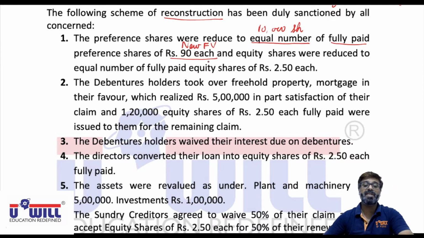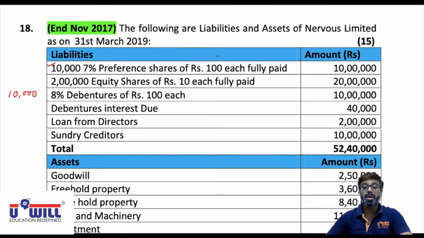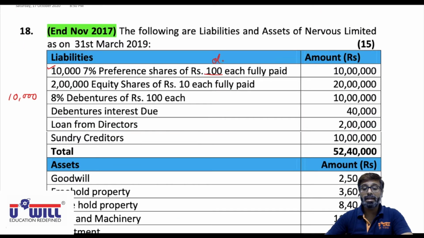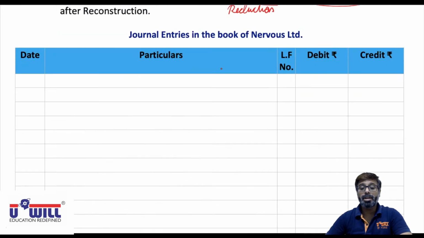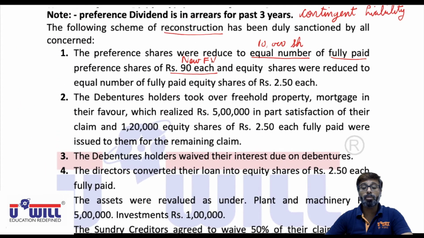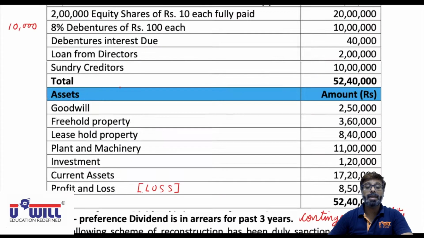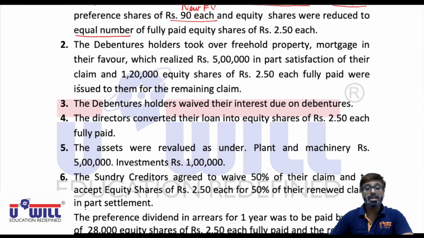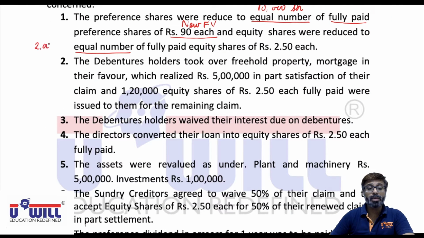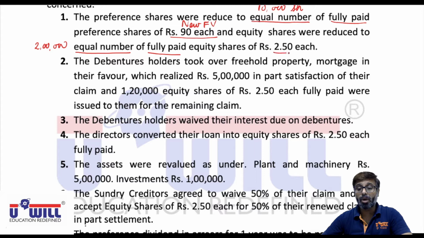But when they say fully paid up and 90 each, it means 90 is the new face value. They are changing the face value. Fully paid up and 90 each means 90 is itself the paid up value and fully paid up value. So that's the new face value. Old face value is 100. So old face value we will debit, new face value we will credit, and the 10 rupees they are sacrificing will be transferred to capital reduction. In the same manner, equity shares were reduced to equal number. Again you can see there are 2 lakh equity shares.